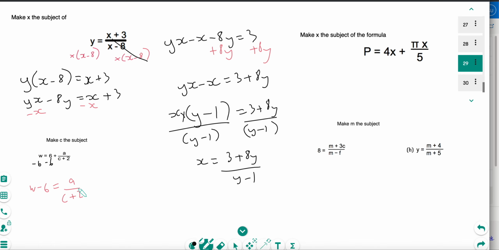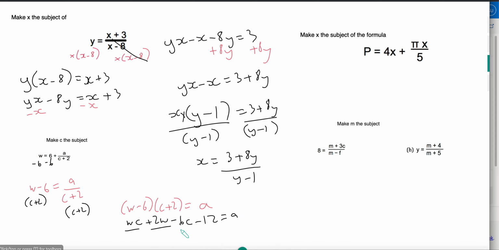Next, like before, we hate fractions. To get rid of dividing by c plus 2, I'm going to times by c plus 2. So on the left-hand side, we have (w minus 6) in brackets times (c plus 2) equals a. Then maybe we can expand brackets using FOIL. So first is wc. Outside is w times 2, is plus 2w. Inside is minus 6 times c, is negative 6c. Last is negative 6 times 2, is negative 12, equals a.